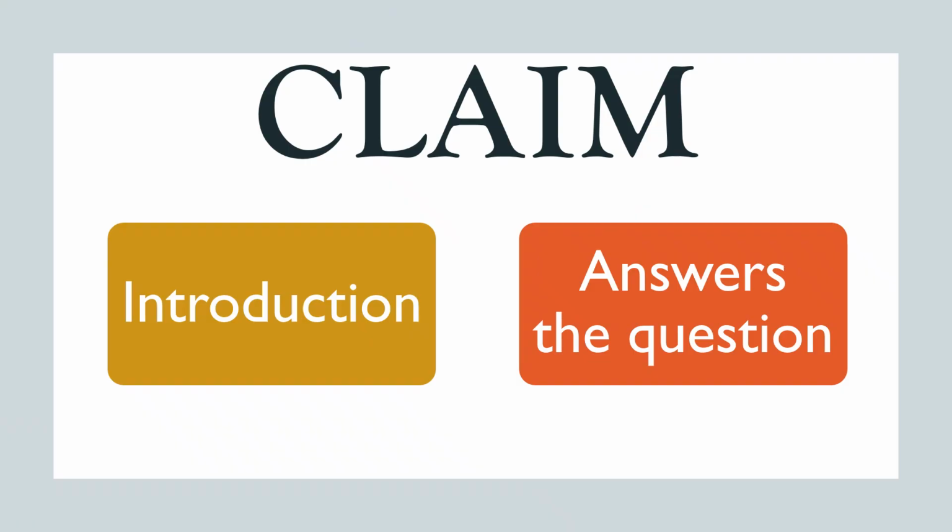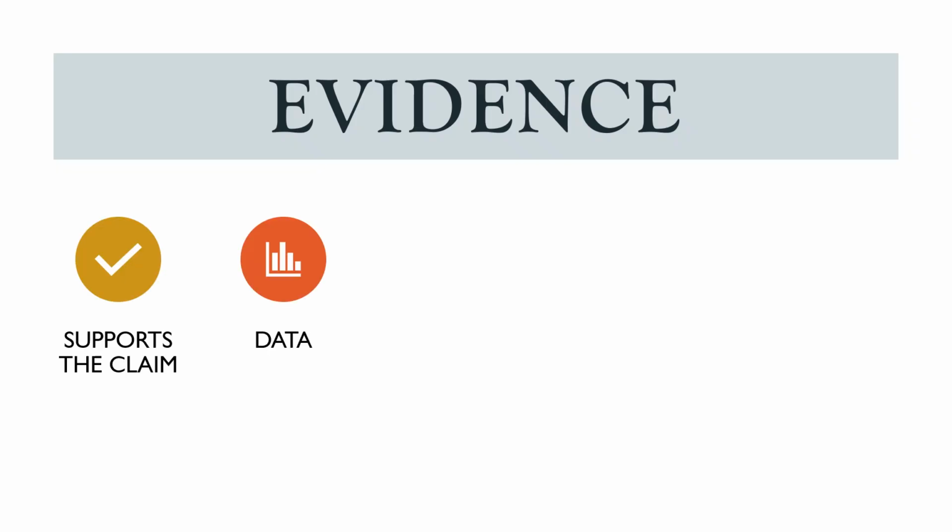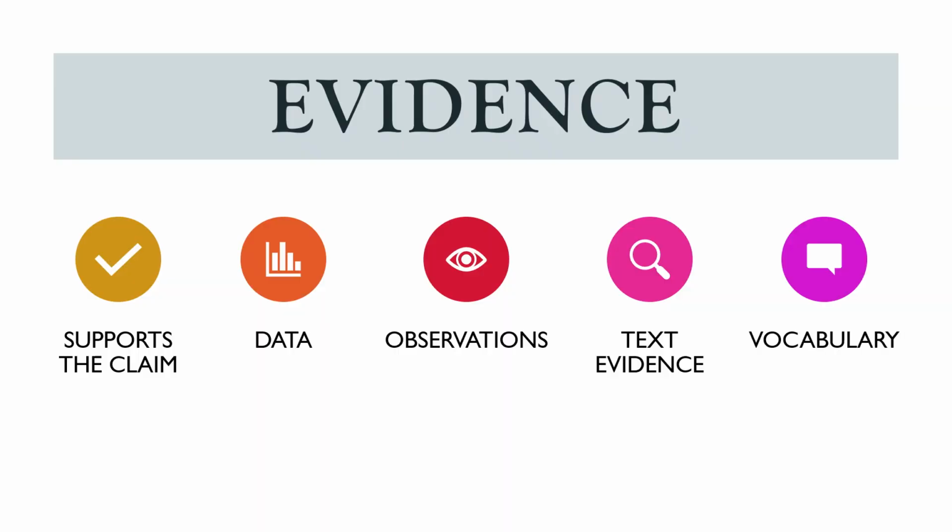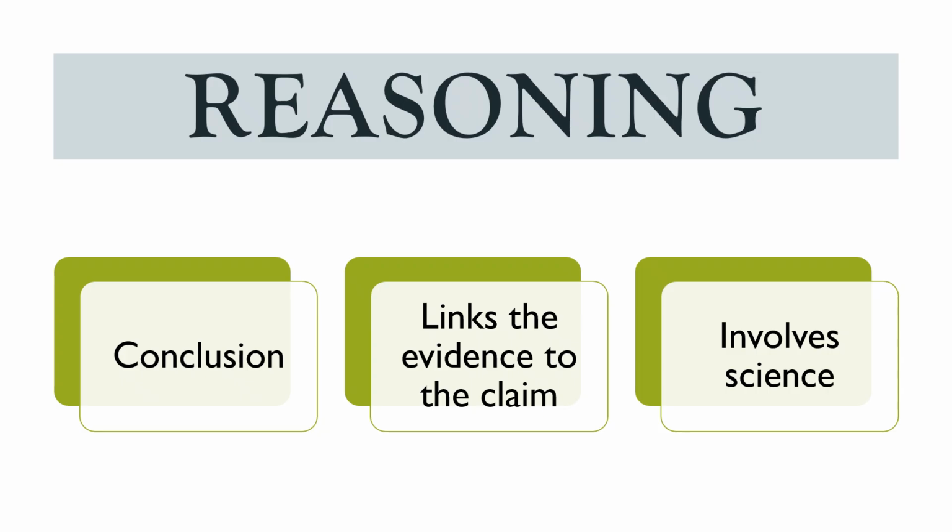So a claim is the introduction and answers the question you're being asked. Evidence supports the claim using data, observations, text evidence, and vocabulary. And then reasoning is the conclusion, and it links the evidence to the claim, and it typically involves science.